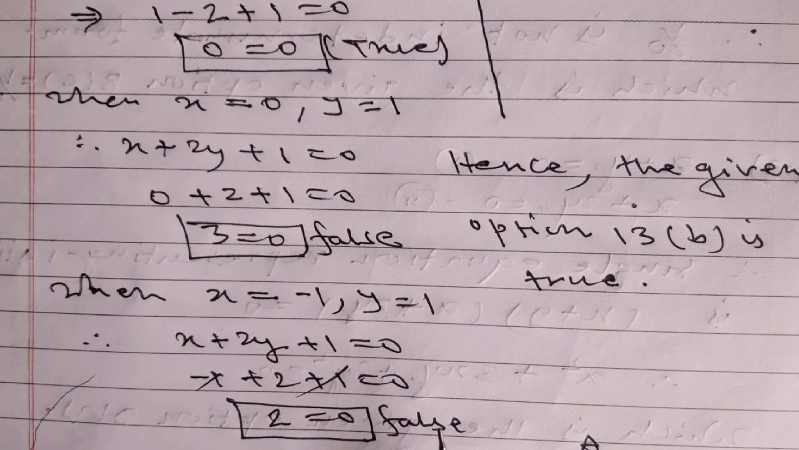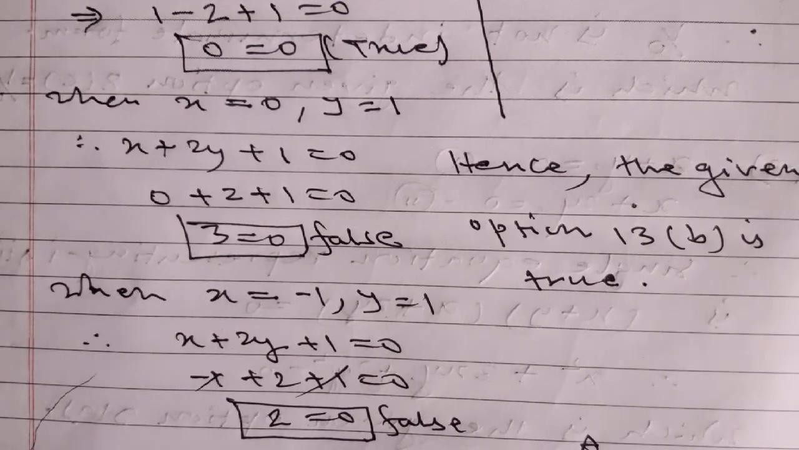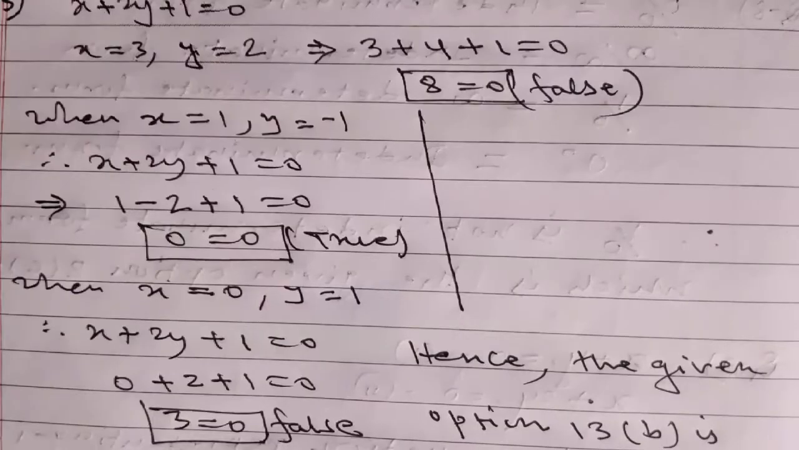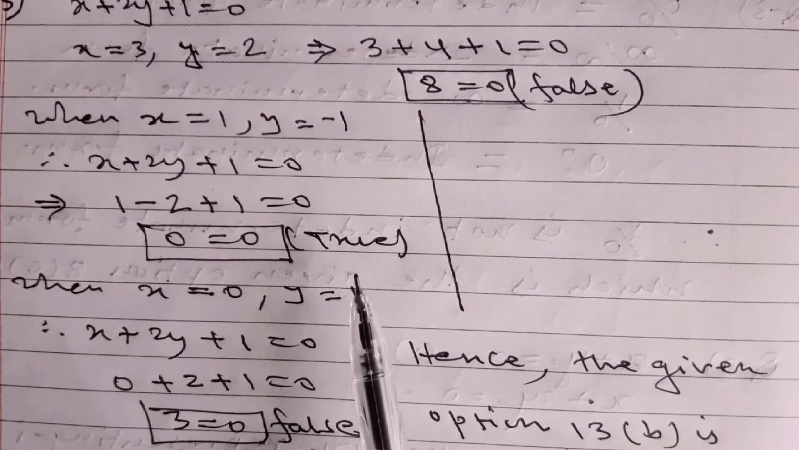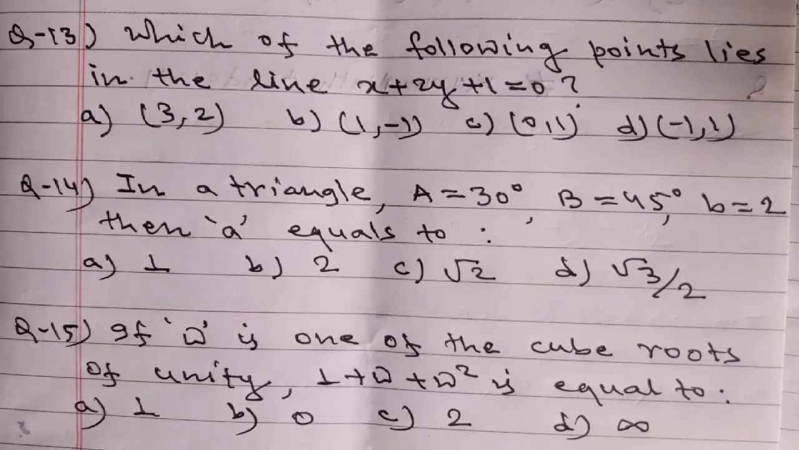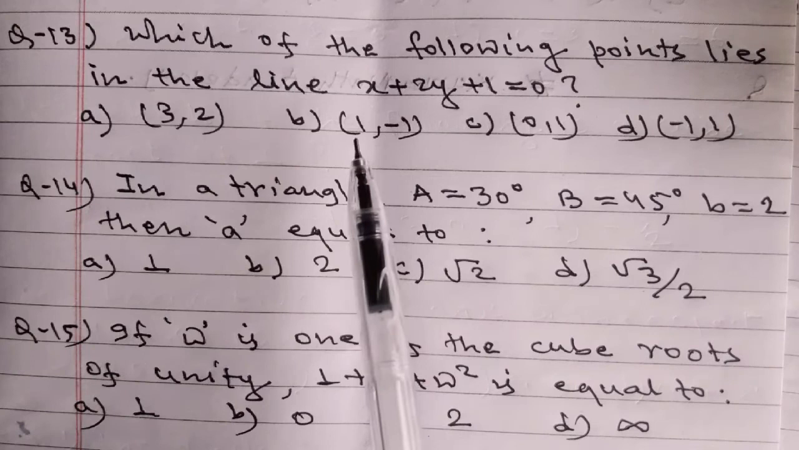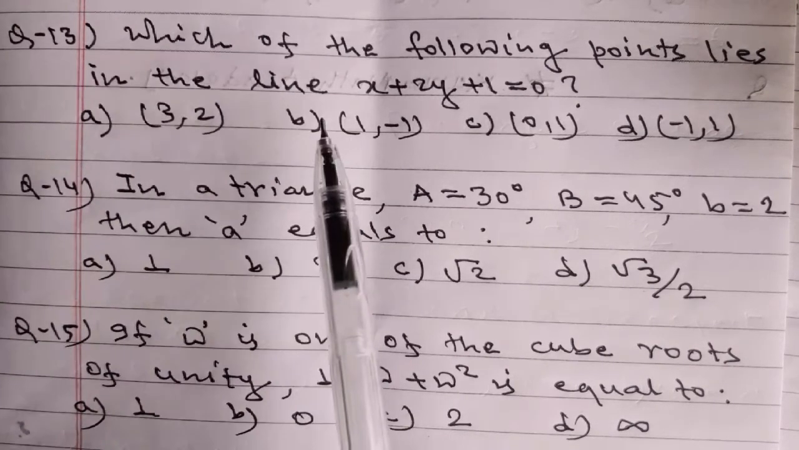That means 2 equals to 0 is a false statement. So according to the question, the point 1 comma minus 1 satisfies the given equation. Hence, the given option is 13b. That means the second point satisfies the given equation. 13b, that means 1 comma minus 1 is the right option. So we have to circle 13b.